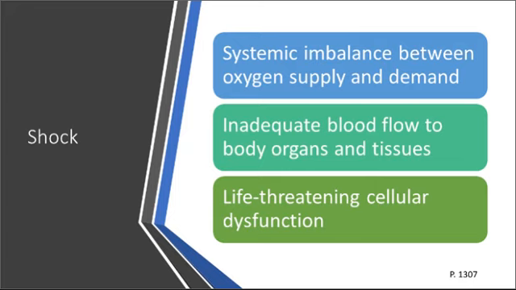I broke it up from your text on page 1307. Systemic imbalance between oxygen supply and demand. Inadequate blood flow to body organs and tissues. Life-threatening cellular dysfunction. It is a syndrome characterized by decreased blood flow to the organs and tissues. That's simple. It results in inadequate oxygenation, and then there's a cellular level life-threatening dysfunction. It is widespread reduction in tissue perfusion.